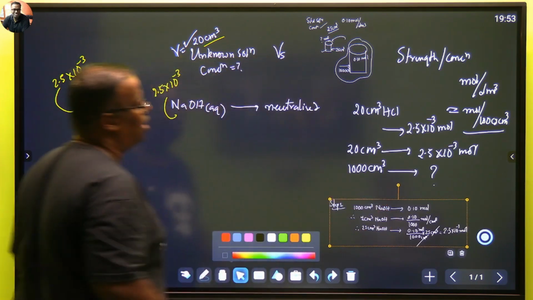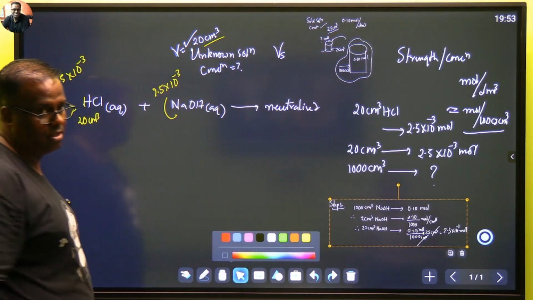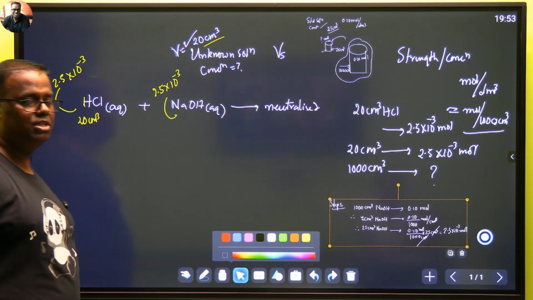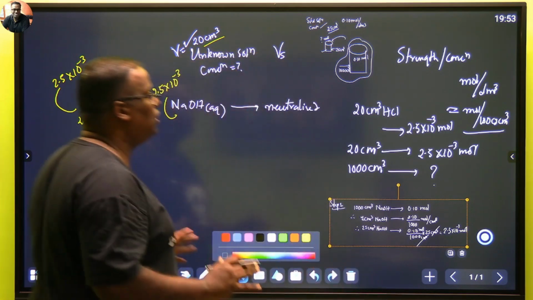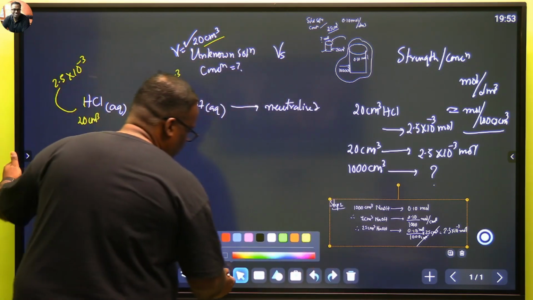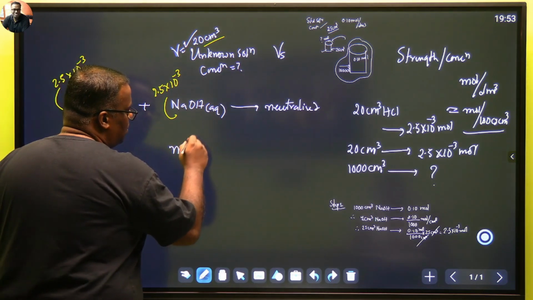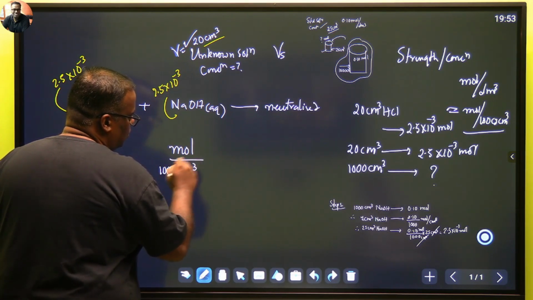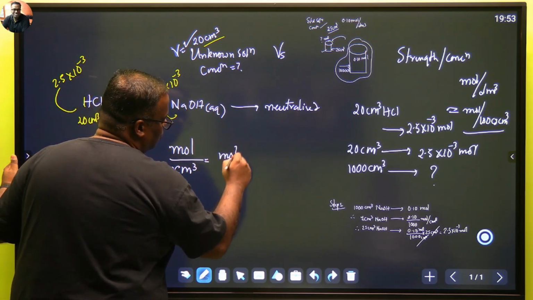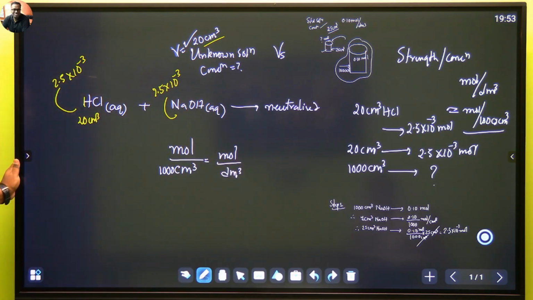Minus 3 by 20 into 5. 2.5 into 10 to the power minus 3 by 1000. How much is the answer you're getting? 0.125. So our unit should be correct. If you get confused, always play it with units. Finally, your answer should come in moles per cm cube or 1000 cm cube. This is the same as moles per dm cube. Our answer should be this.